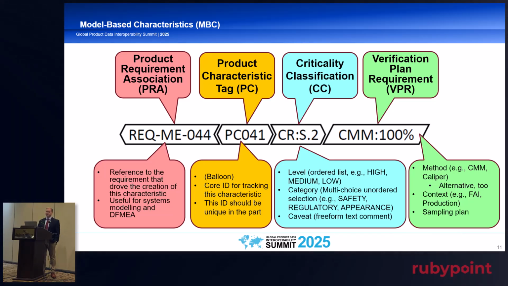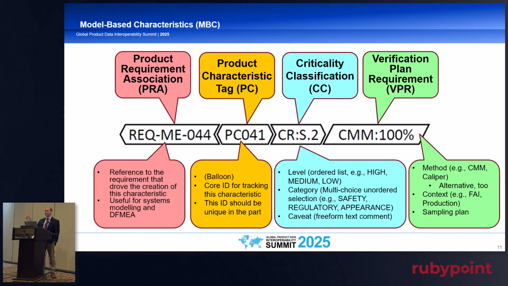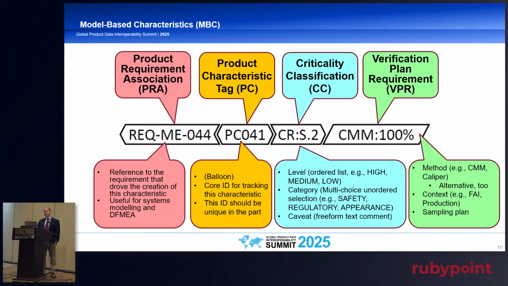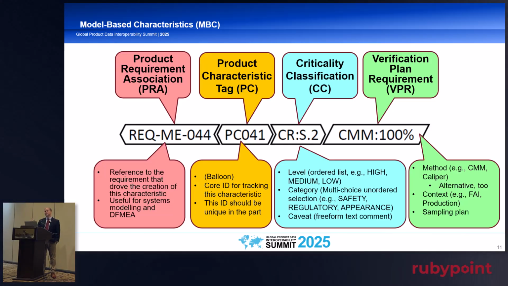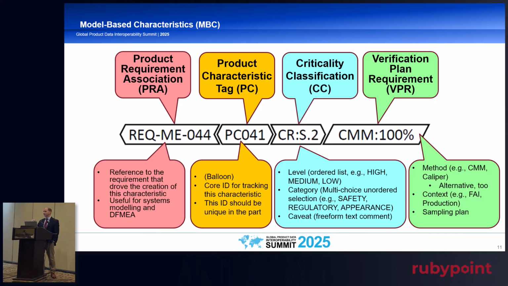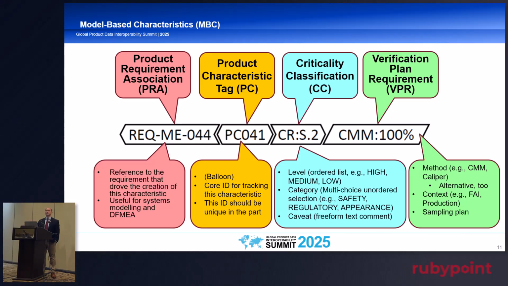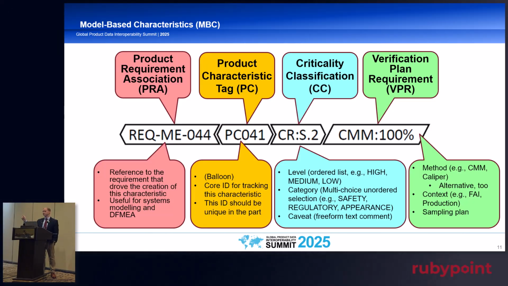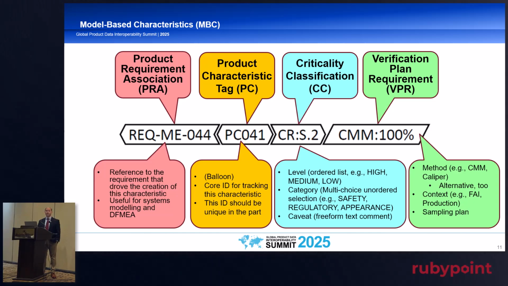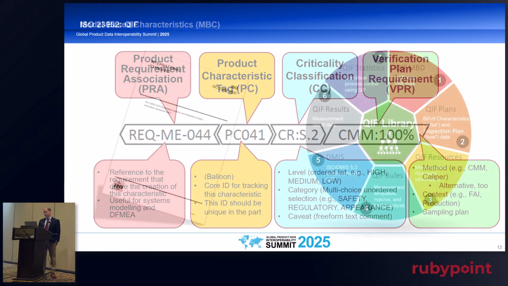So that's a real high-level summary of the model-based characteristics standard. At the end of this, there's a QR code where you can find the link to the standard if you want to read it in more detail. But that's really the essence of it. Again, the idea is you're identifying what your characteristics are, and then providing some basic mechanism for being able to attach metadata to them.